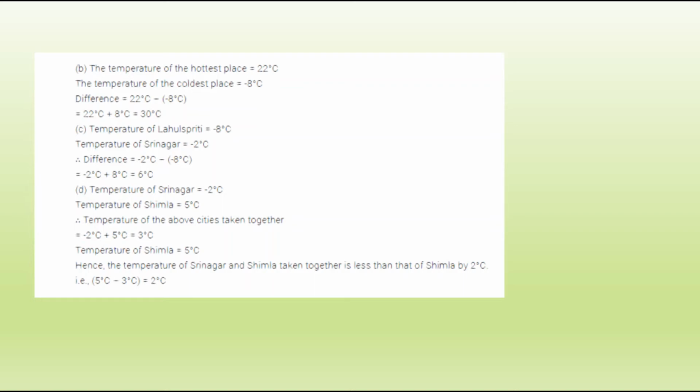This was the question given. So the difference is 22 minus minus 8. So it is 22 plus 8, which is 30 degrees Celsius. Temperature of Lahul Spiti as asked in the C part is minus 8. Temperature of Srinagar is minus 2.